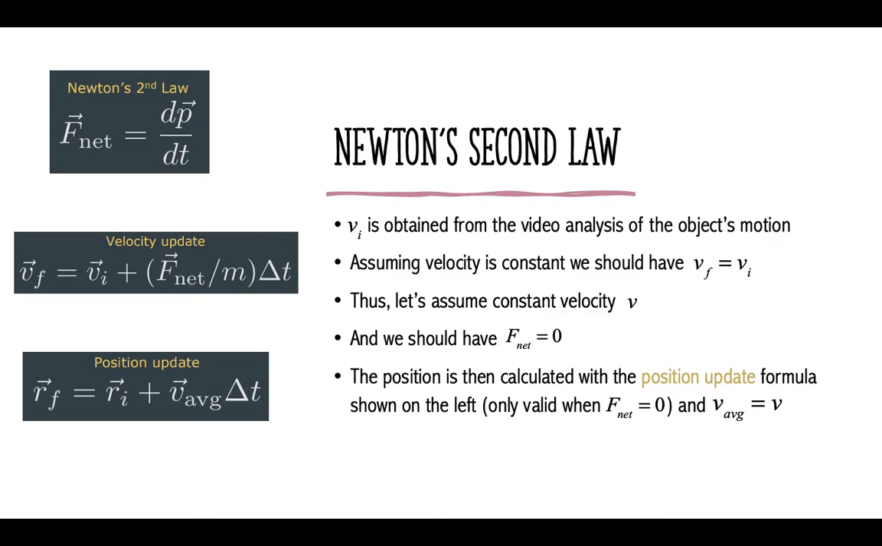Let's assume constant velocity v, and we should have the net force equal to 0. The position is then calculated with the position update formula shown on the left. The final position is equal to the initial position plus the average velocity times delta t.